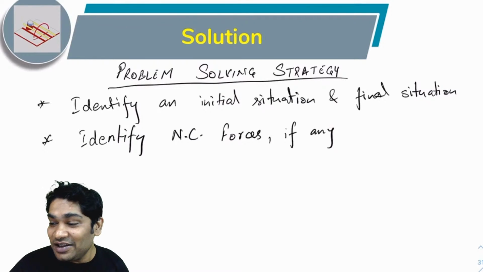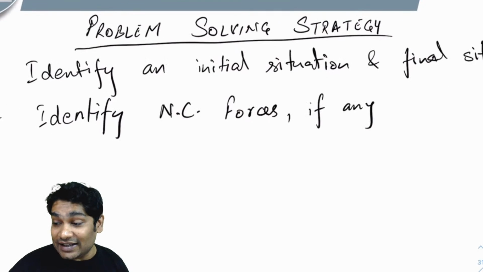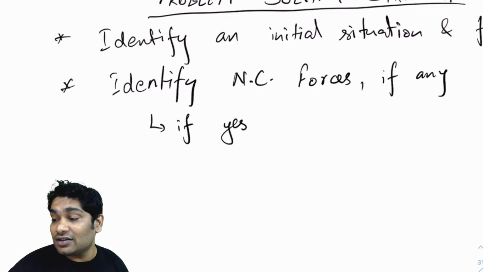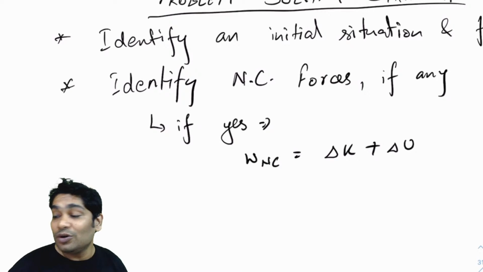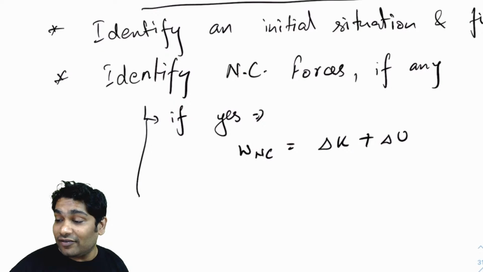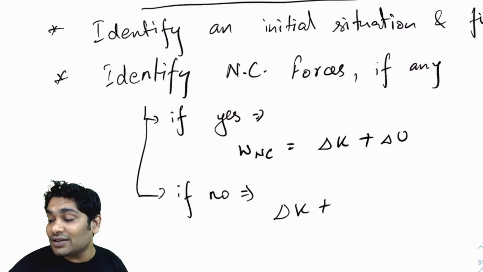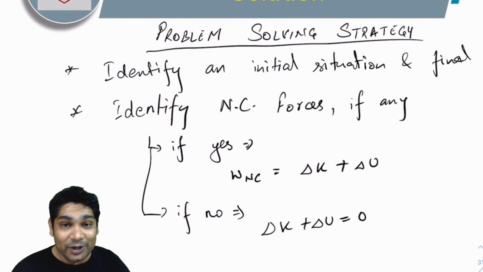So next you identify if there are any non-conservative forces. If yes, you use the equation work done by non-conservative forces equals delta K plus delta U to solve your equations. If no, then you use delta K plus delta U equals 0. So that is how simple it is going to be solving problems using work energy theorems.